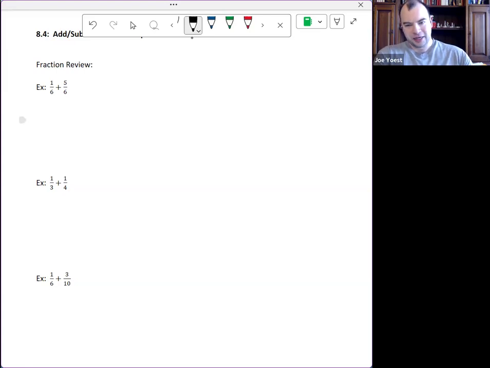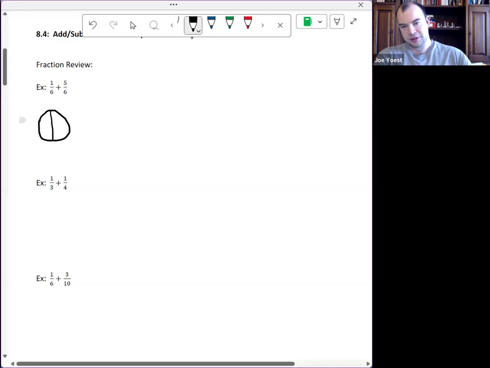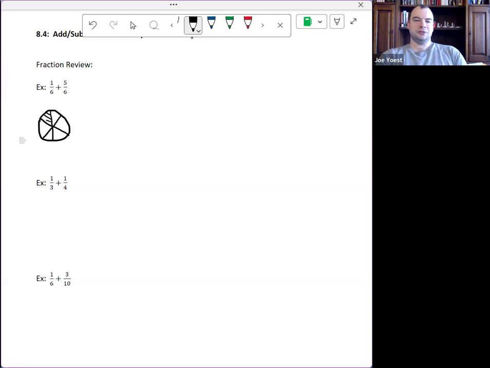Well, basically what we have is a pizza that's sliced into 6 slices, and I have one of those for 1/6. And I have another pizza sliced into 6 slices. And for this one, I have 5 slices. So if I put these together in the same box or boxes, how many pizzas do I have?